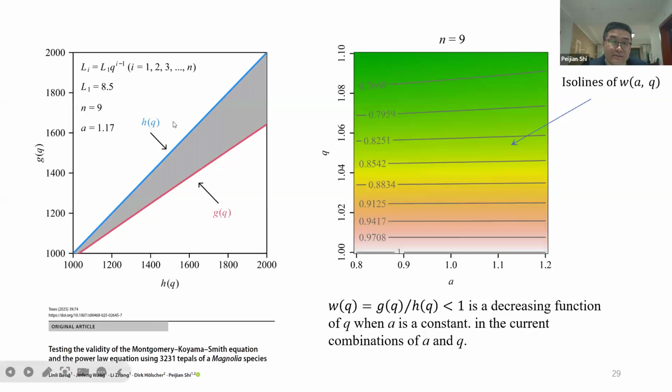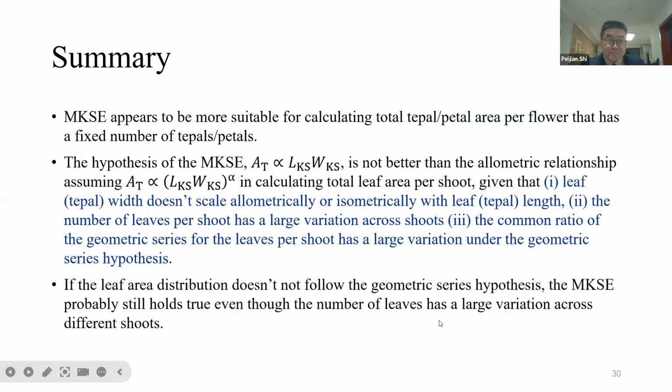Now we see another example. If N is a constant, let us say W(Q). In a similar way, we can prove that W(Q) is a decreasing function of Q when A is a constant. Here A is the scaling exponent of leaf width to leaf length. We can see MKSE appears to be more suitable for calculating the total tepal pattern area per flower that has a fixed number of tepals or patterns.